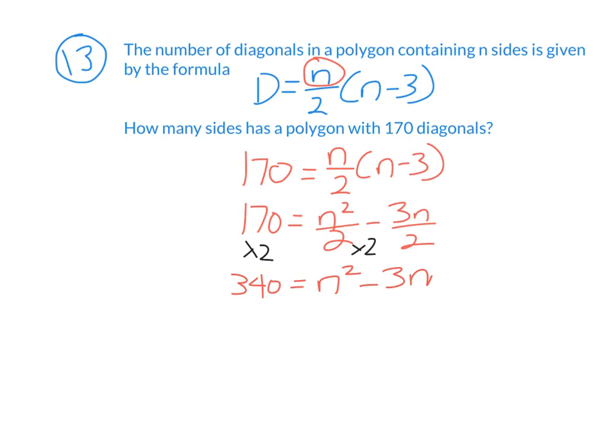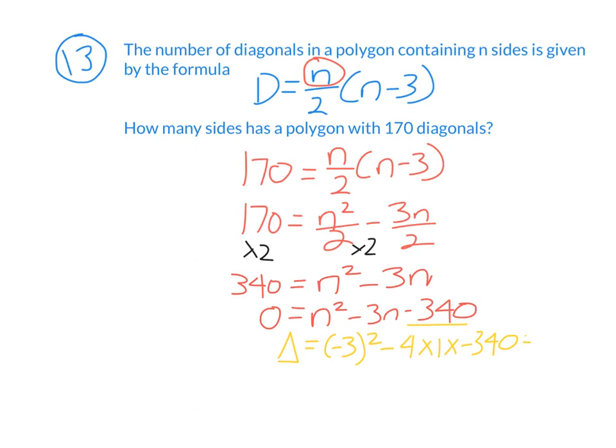So once again, I want to get one side equal to 0. So I get 0 equals n squared minus 3n minus 340. And again, I solve by factorization or the quadratic formula. Now again, because we have a big number here, it might be easiest to use the quadratic formula. So let's start by calculating the discriminant. So it's b squared minus 4 by a by c. Once again, squaring a negative, make sure it's in brackets in your calculator. So that gives you 1,369.